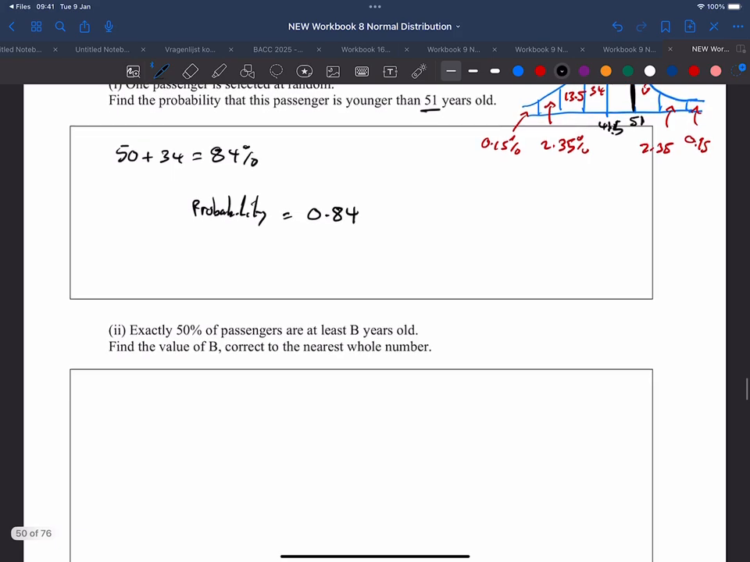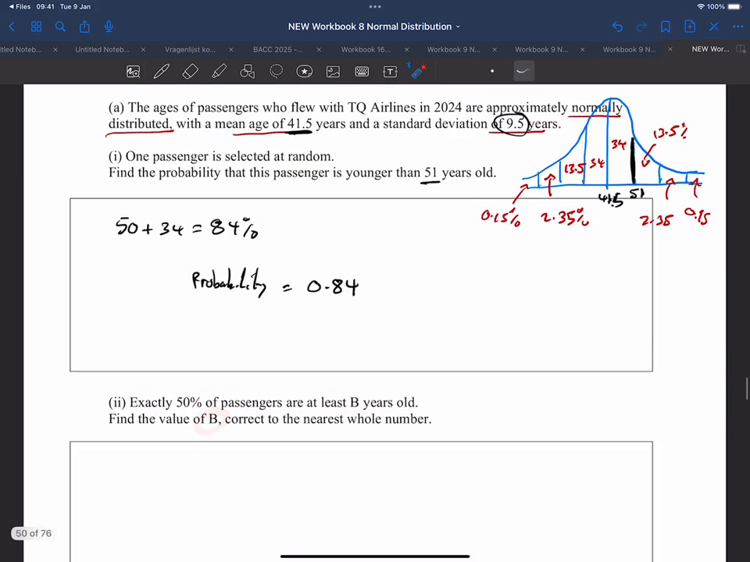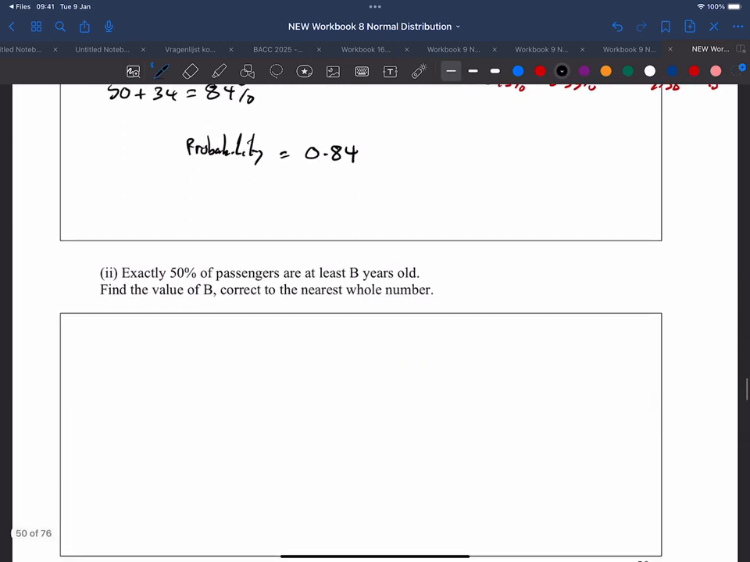Now we're going to the next question. Exactly 50% of passengers were at least B years old. What's the value of B? These standard deviations represent the ages, all here, 41, 51, and so forth. Now, 50% is half of this curve. We can see that is this number here, which is the mean. So the age is just the mean, which is 41.5. So it's 41.5 years old. That's the answer to this one.